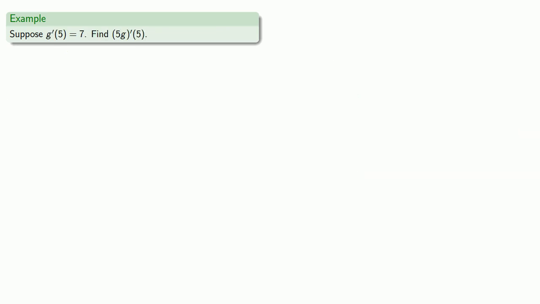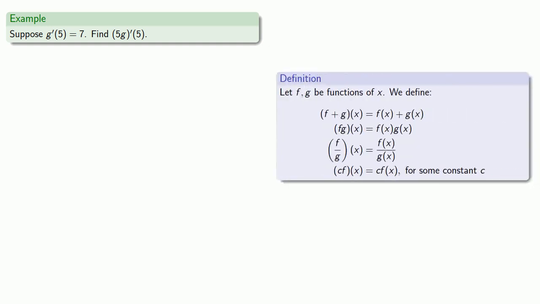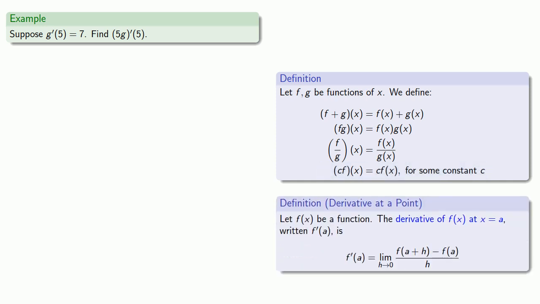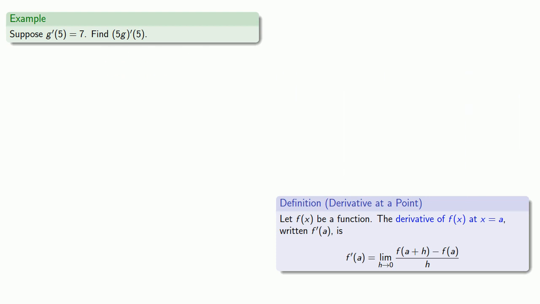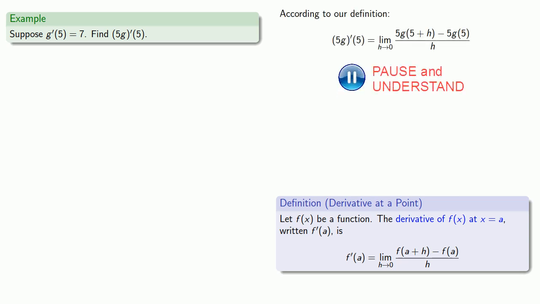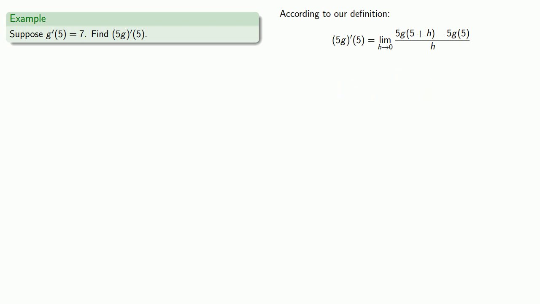Suppose g prime of 5 is equal to 7. Find the derivative of 5g at 5. So remember that in function notation, this notation 5g means 5 times the function value. So let's pull in our definition of the derivative. Our function is 5 times g of x, so we'll substitute those into our definition. And we'll do a little bit of algebra.